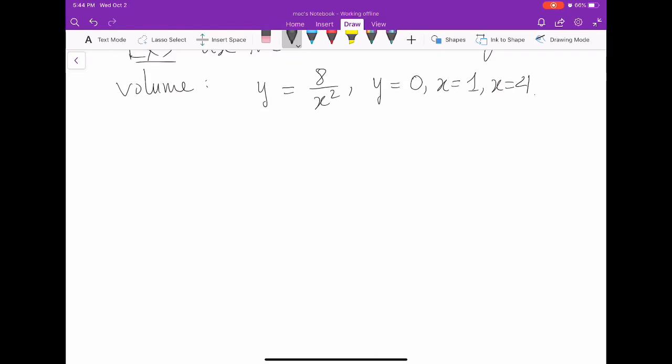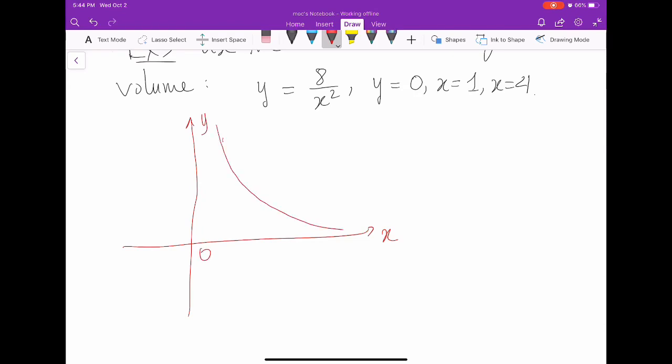All right, so let's graph the function first, okay? And we'll see. So this is x, this is y, this is o. Our function looks like this, okay? And here we have x equal to 1, and here we have x equal to 4. So basically, the region looks like this. All right, you see.